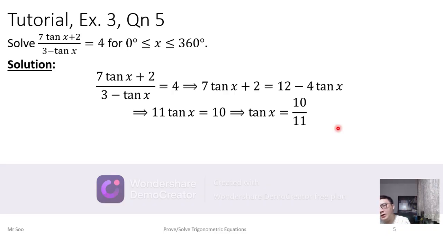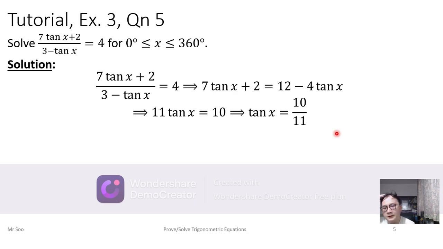Using the ASTC rule, for quadrant 1, x equals your reference angle. Quadrant 2, x equals 180 minus your reference angle. Quadrant 3, x equals 180 plus the reference angle. And quadrant 4, x equals 360 degrees minus the reference angle. This is the ASTC rule, which you have been taught in school.